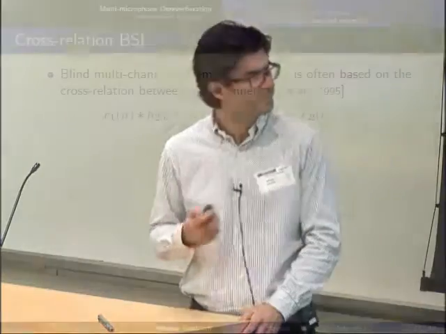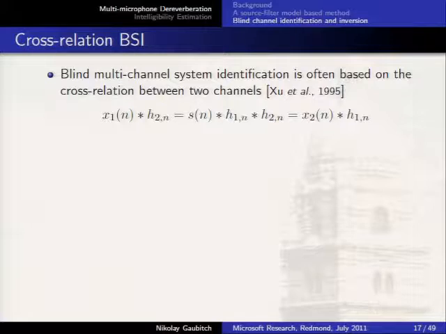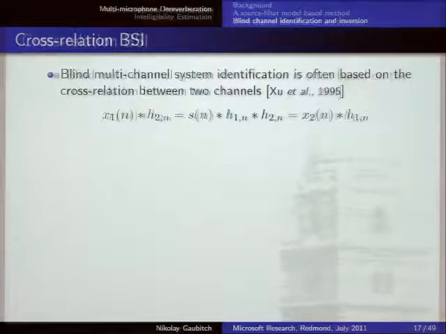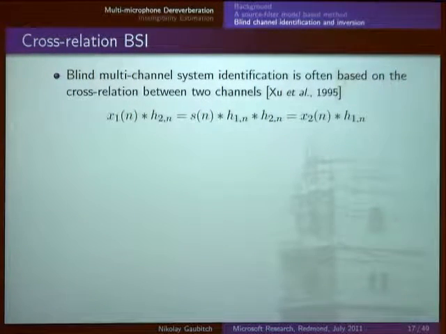Great, so I'll move on to the next bit, which is on the channel estimation and equalization. Starting with the cross-relation between two channels, which is often the beginning of multi-channel estimation. All it says is that if you have an observation at one microphone and you convolve it with the second microphone's impulse response, it is the same as taking the second microphone observation and convolving it with the first microphone's impulse response.